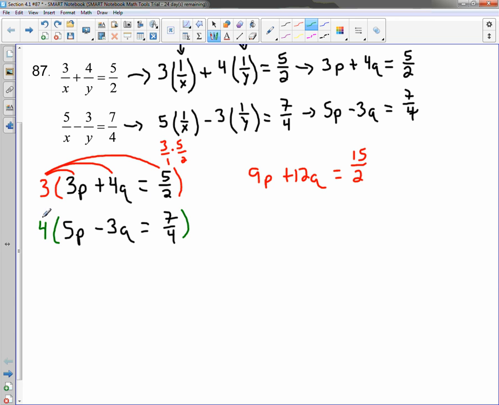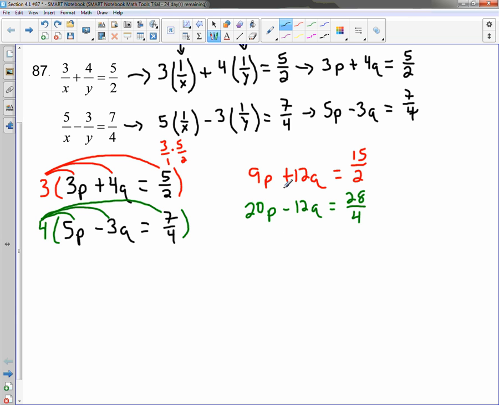In my bottom equation, multiply by 4, that gives me 20p minus 12q. Again, we're multiplying the top here, so 4 times 7 gives me 28 over 4.